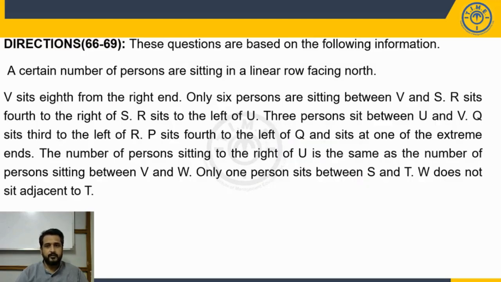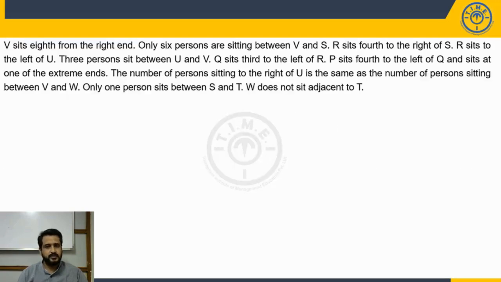Linear arrangement, unknown number of persons. A certain number of persons sitting in a linear row facing north. Right, no need to read the entire data, that is a waste of time. Directly you can begin from the first statement. V sits 8th from the right hand. So here we have been given some definite information. V sits 8th from the right hand.